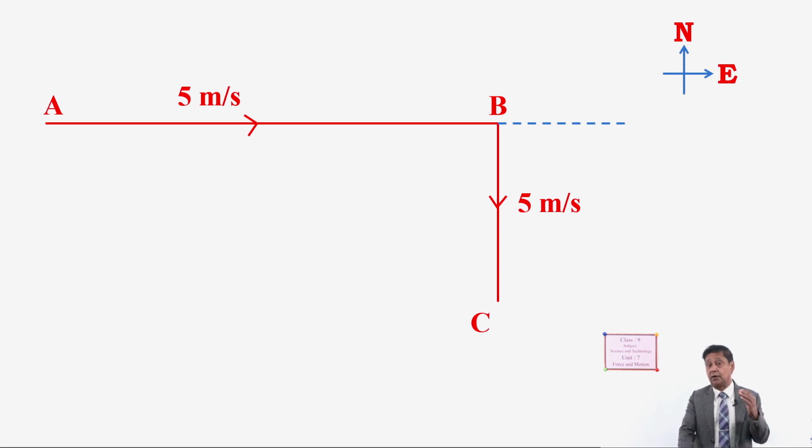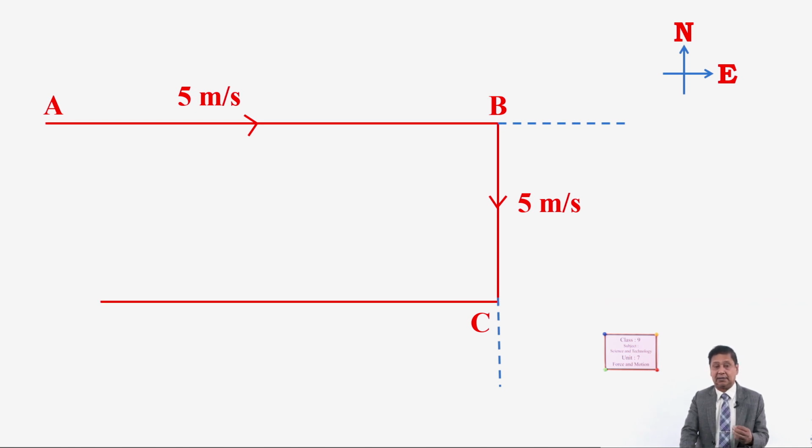Again it covers 5 meter distance in every 1 second. And when it reaches C, instead of going straight, it returns back in another direction, that is west, and reaches D with the same rate of motion, 5 meter per second. Looking at all these, what can we say?